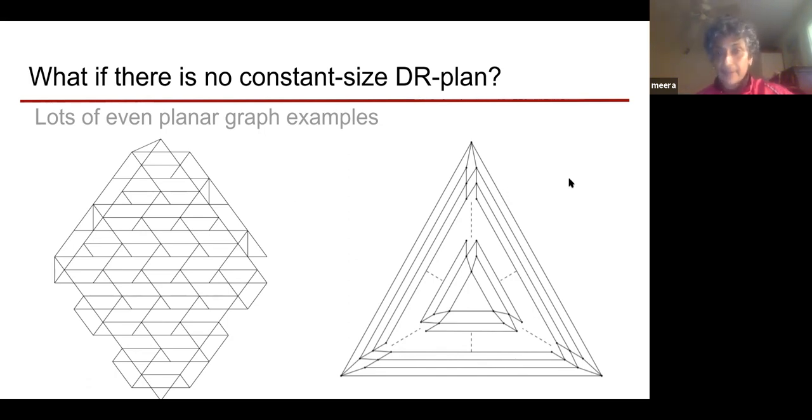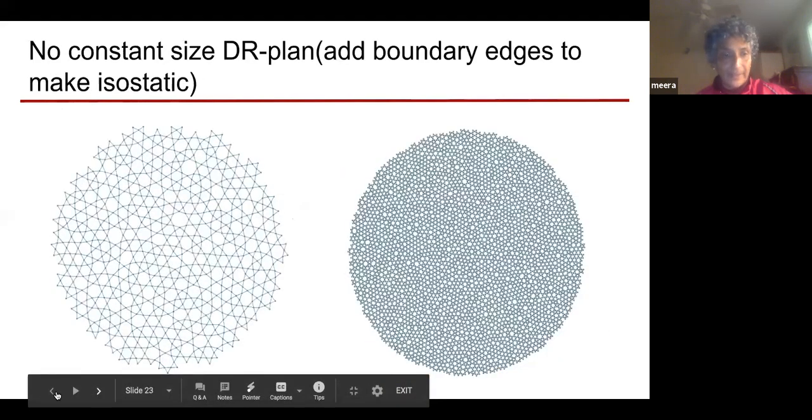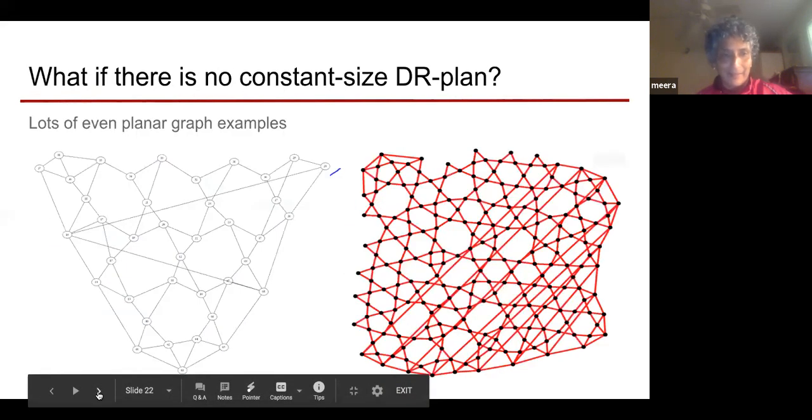And that can happen. Here are some examples of 2D graphs which do not have constant size DR plans. And I'll explain again, it's pretty easy to construct them. There are infinite families of these. These are all examples you'll see later, even though they look kind of weird.